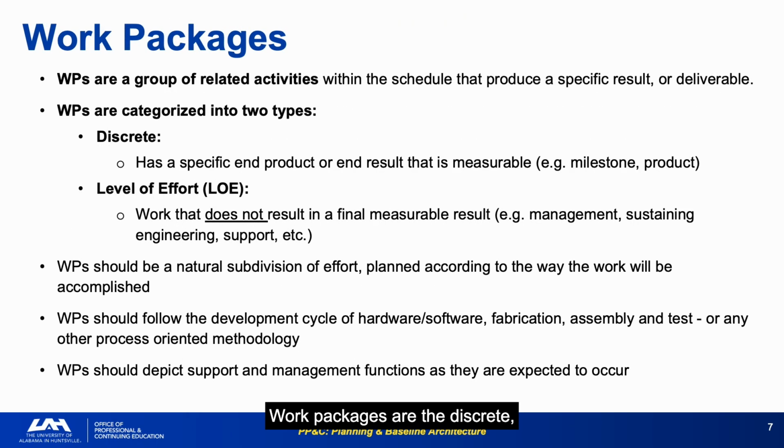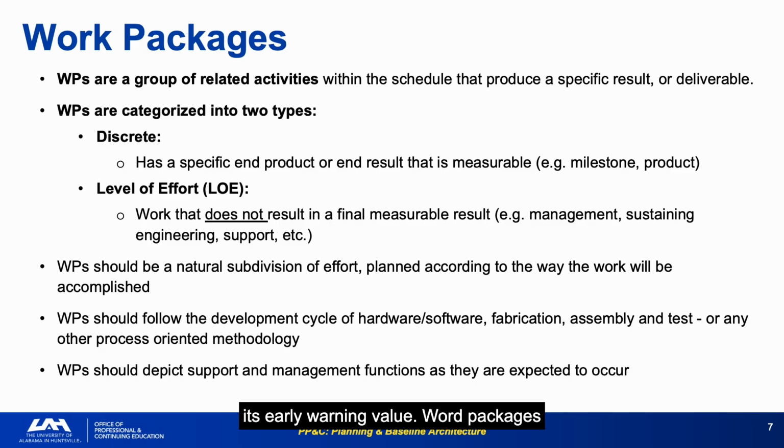Work packages are the discrete, measurable units of schedule activity that produce a specific result. They're the building blocks of the PMB and the level at which earned value is measured. The discrete versus LOE distinction is fundamental. Discrete work has a definable endpoint that can be measured objectively, while LOE work is ongoing support activity measured by time elapsed. When too much of your budget is LOE, the EVM loses its early warning value.